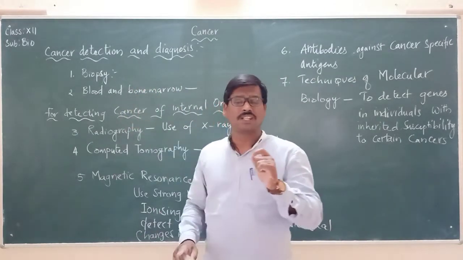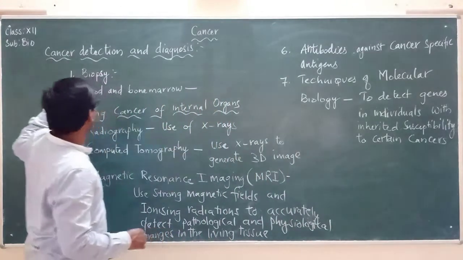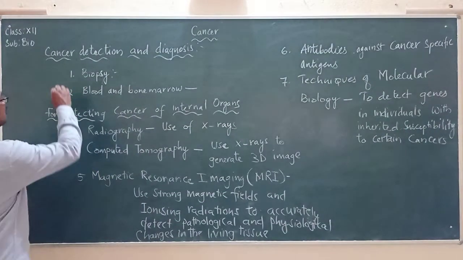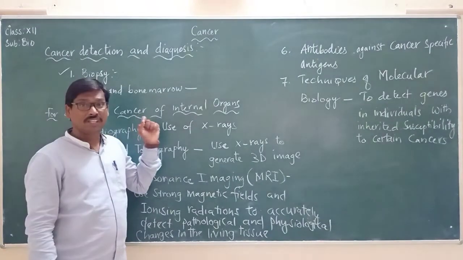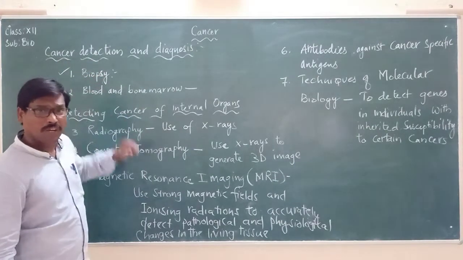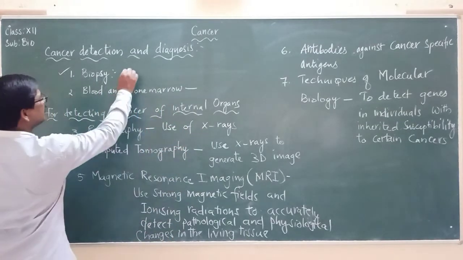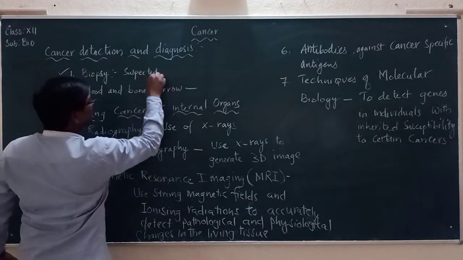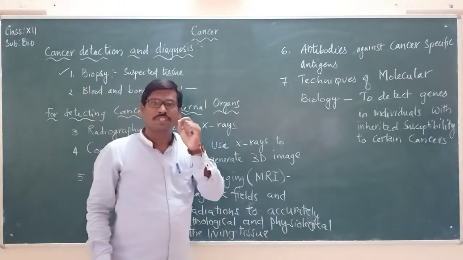The first thing that they do, once it is suspected that it is cancer, is go for the first test called biopsy. Biopsy is a diagnosis that is done to detect cancer. So in biopsy, what do they do? They will cut the suspected tissue into thin sections, and they will use different stains.